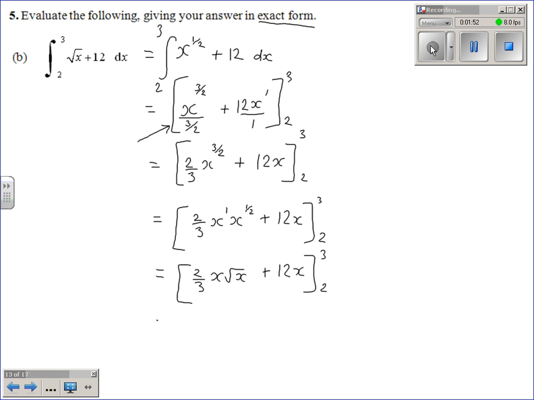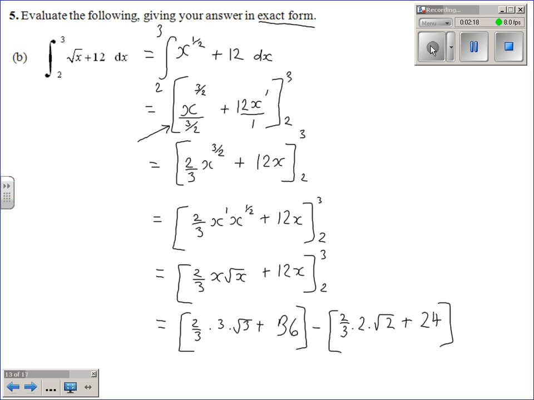So we need to substitute in our 3 first. So we've got 2/3 times 3 times root 3. And then we're going to add on 12 times 3, which is 36. Okay. And then we're going to take away and we're going to put in our 2. So we've got 2/3 times 2 times root 2. And then we're going to add on 12 times 2, which is 24.